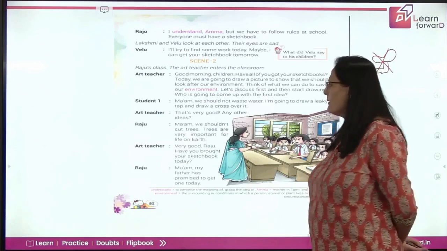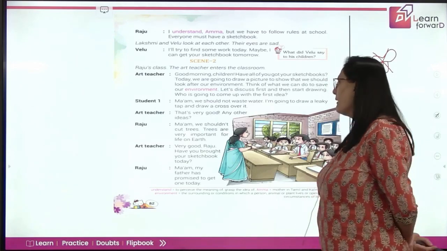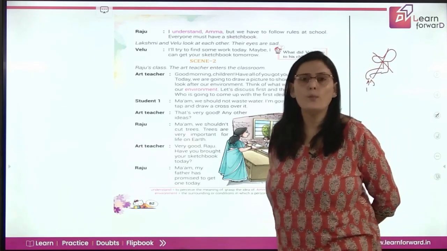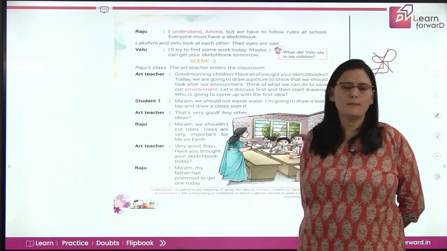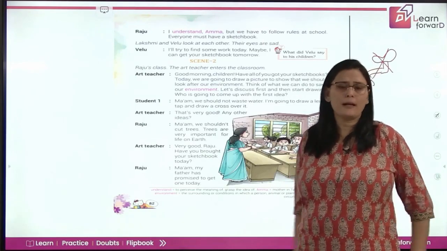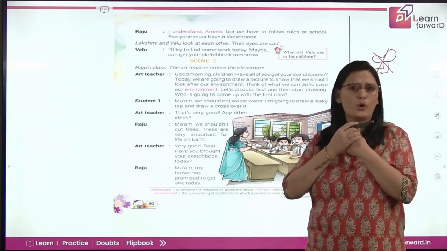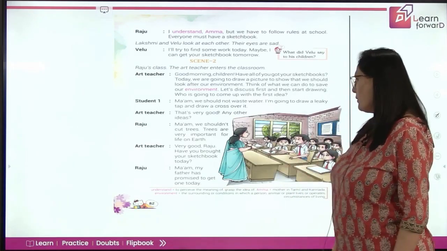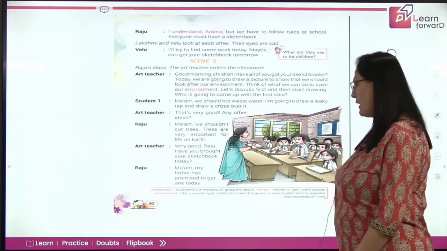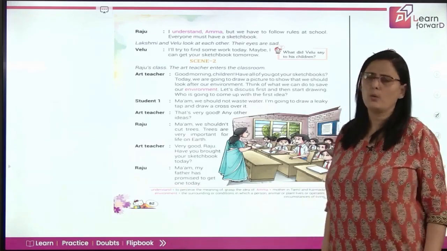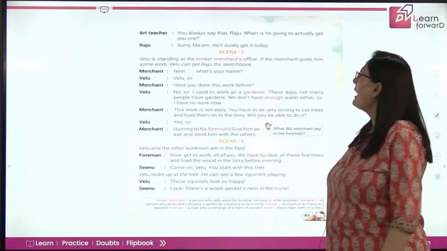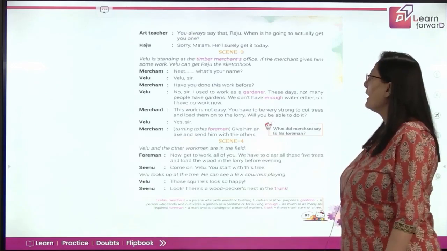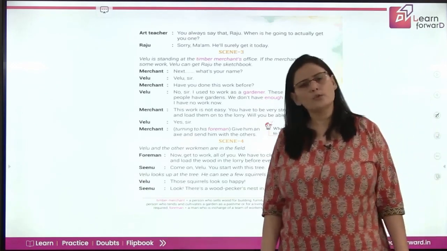Any other ideas? Raju: Ma'am, we shouldn't cut trees. Trees are very important for life on earth because trees are the homes of many animals like birds, monkeys. Trees spread greenery, they provide us with fresh oxygen and air, and we get fruits from the trees. Art teacher: Very good, Raju. Have you brought your sketchbook today? Raju: Ma'am, my father has promised to get one today. Art teacher: You always say that, Raju. When is he going to actually bring you one? Raju: Sorry, ma'am, he'll surely get it today.